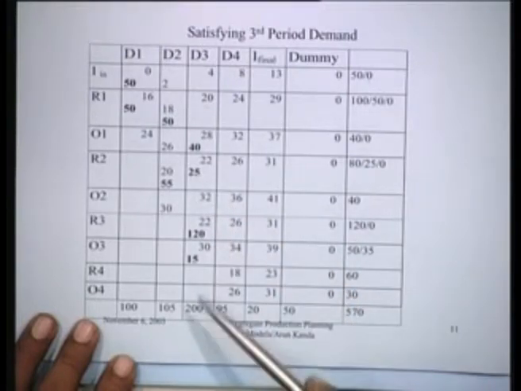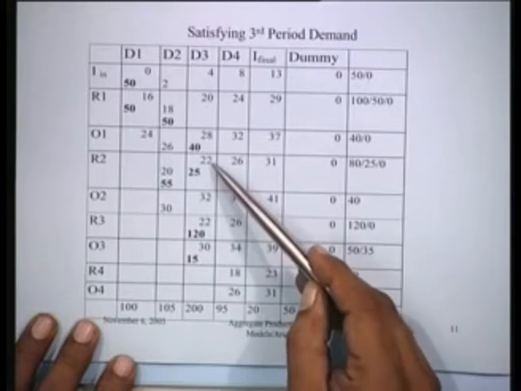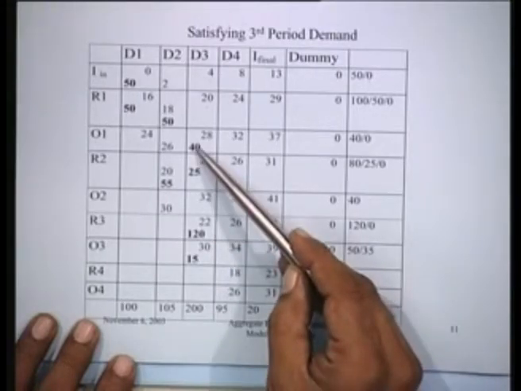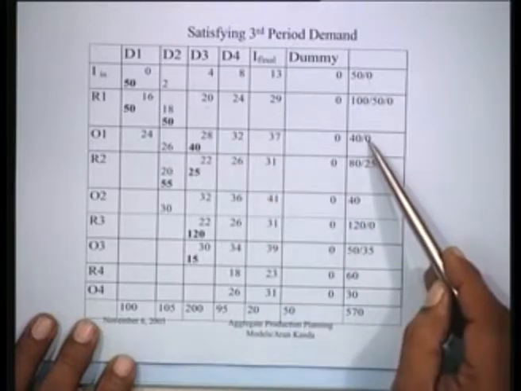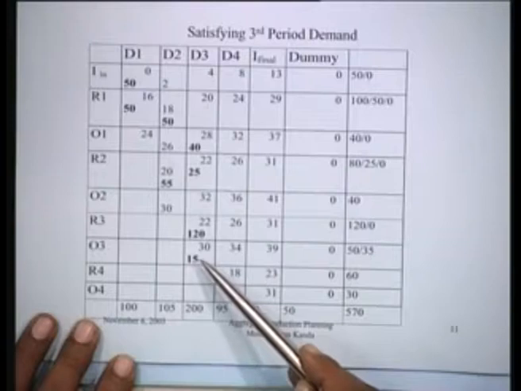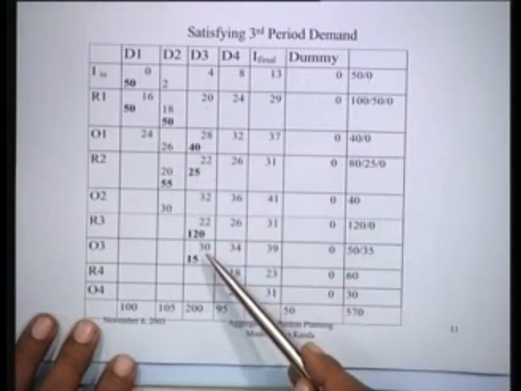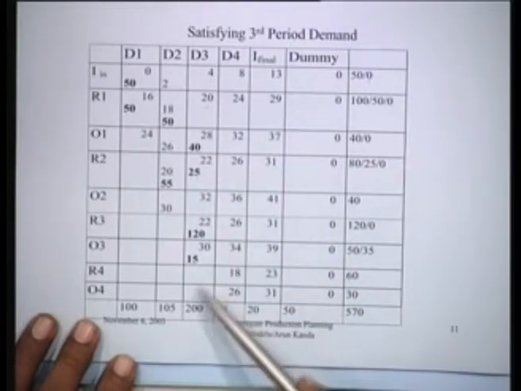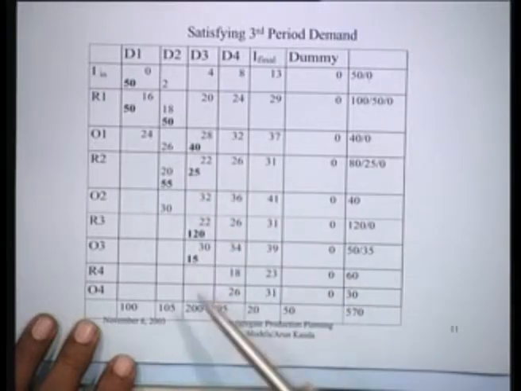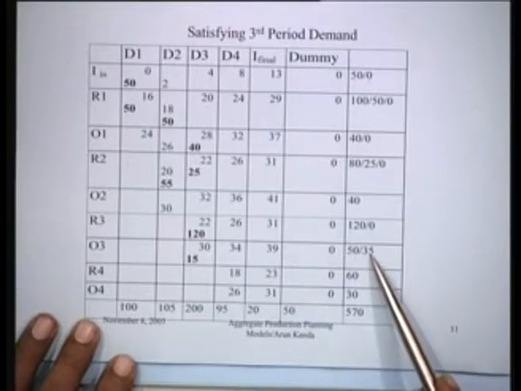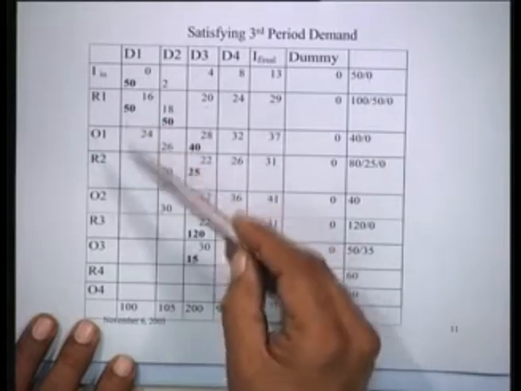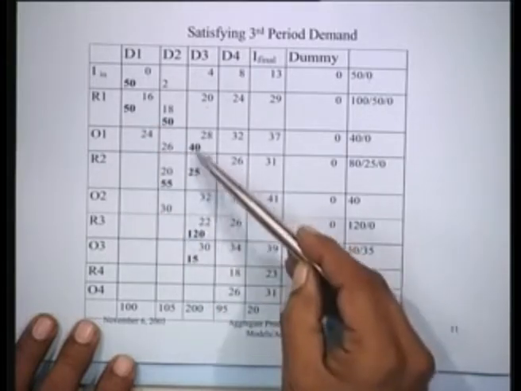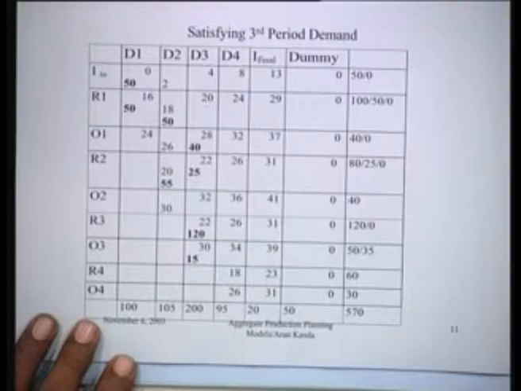So you try to find out which is the next one. So after 22, the next cheapest source is 28. So in 28, 40 units are available. We put 40 there and bring it down to 0. And then of course, after 28, the next cheapest unit available is 30, and we need only 15 here to satisfy the entire demand for 200. So this now remains at 35. So we have been able to satisfy the demand for the third period of time in this way by making these 4 allocations.